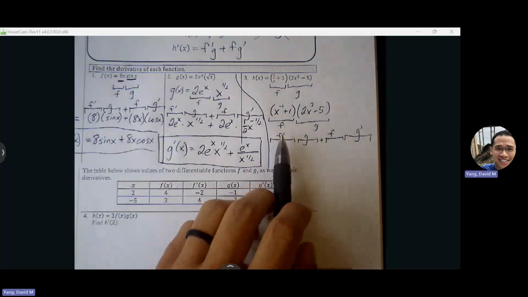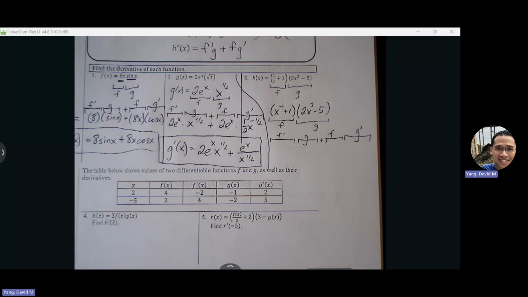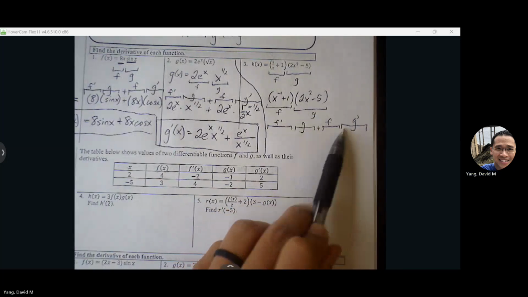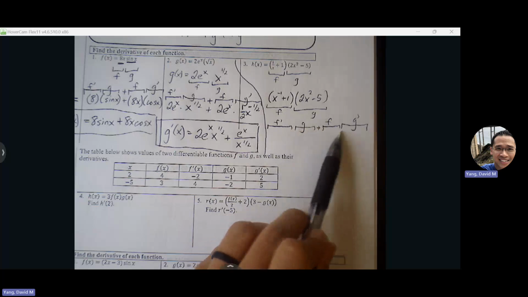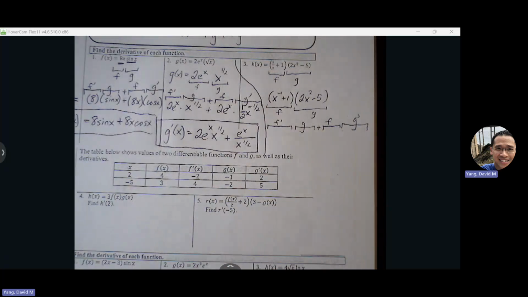Now, you don't have to do all this process of labeling everything. I'm just doing it for demonstration purposes, so that you can see exactly how each of the terms are fitting into product rule. But I won't take off points if you didn't have this included in your answer. I'm just doing it so that it's clear where all the things are going.